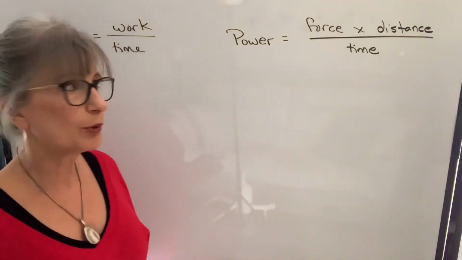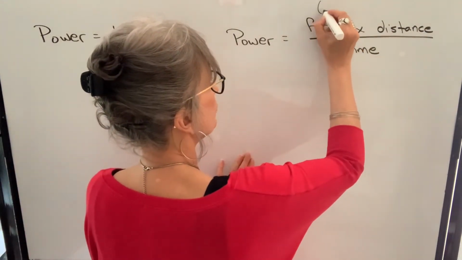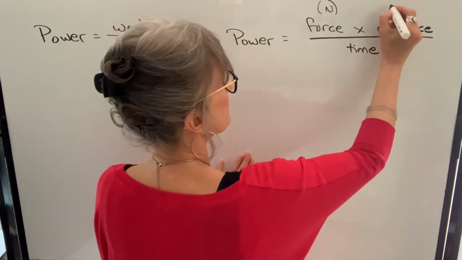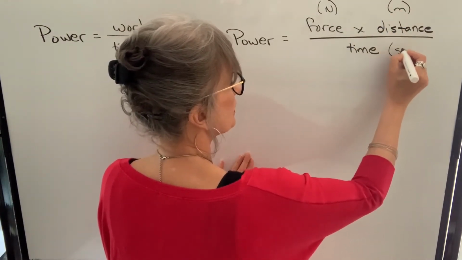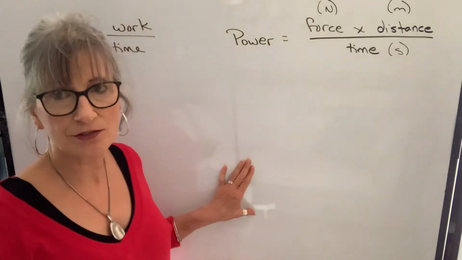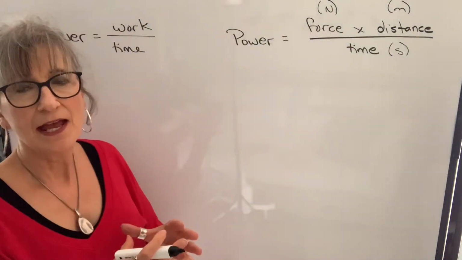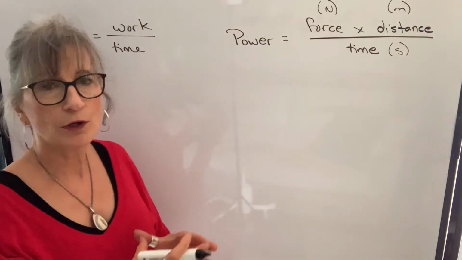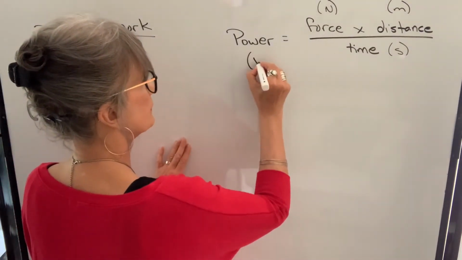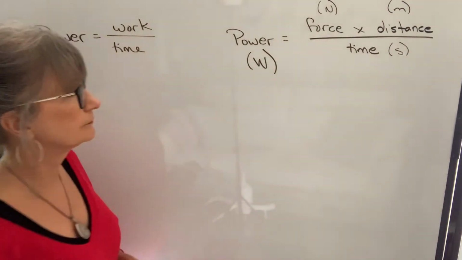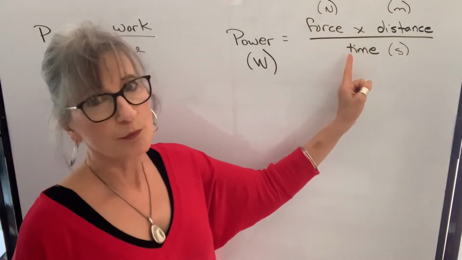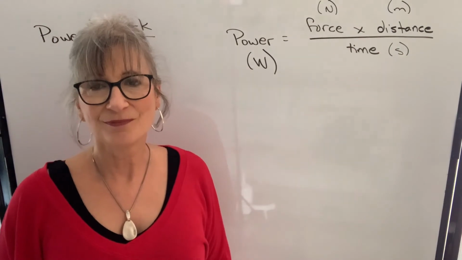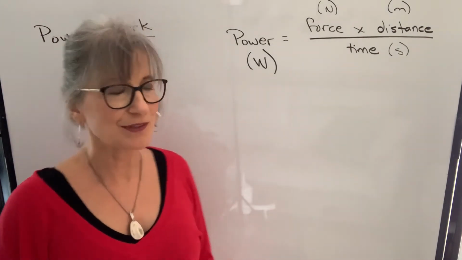The units are very important. We know force is measured in newtons, distance is measured in meters, and time needs to be measured in seconds in the metric system. That's our base unit for time. And with those units, power will be measured in watts. So 1 watt will equal 1 Newton meter per second of power. Let's take a look at a couple of examples.